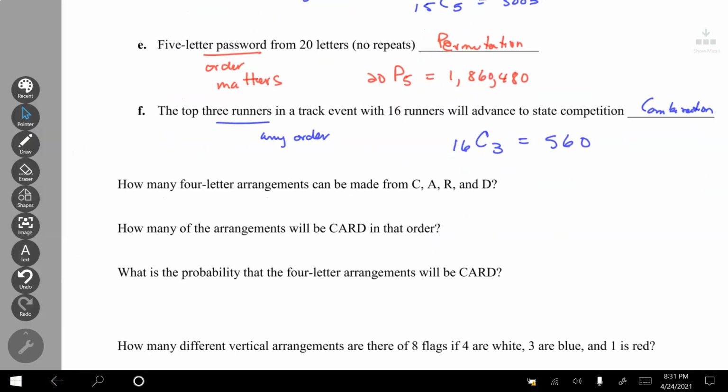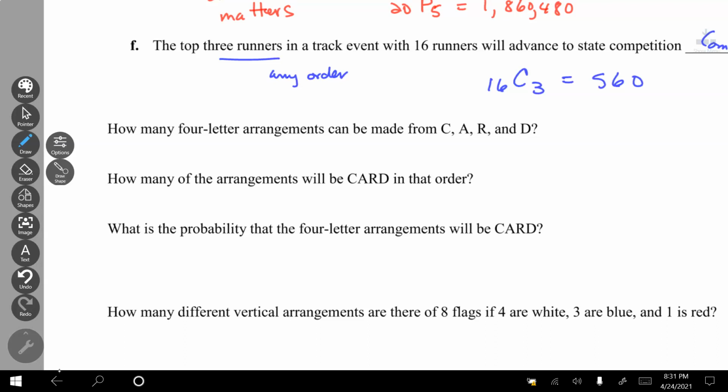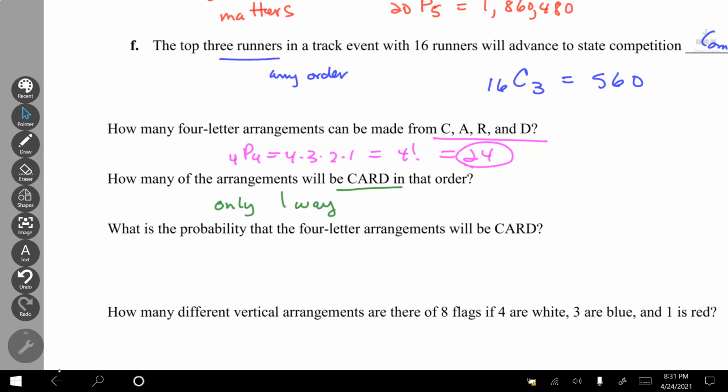Next I have, how many 4-letter arrangements can I do for card? Well, I'm pretty sure order matters, so it's 4P4, or 4 times 3 times 2 times 1, which is 4 factorial. I get 24 ways I could do it. How many ways can I rearrange these to get the card in that order, C-A-R-D? Only one way I can get that to happen.